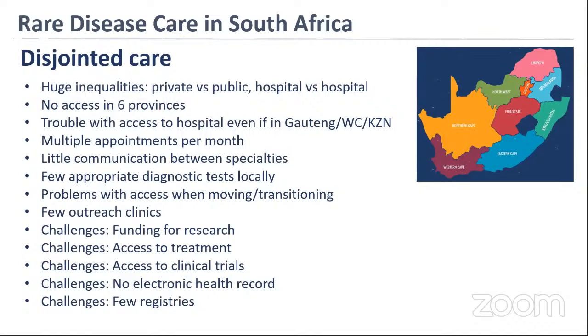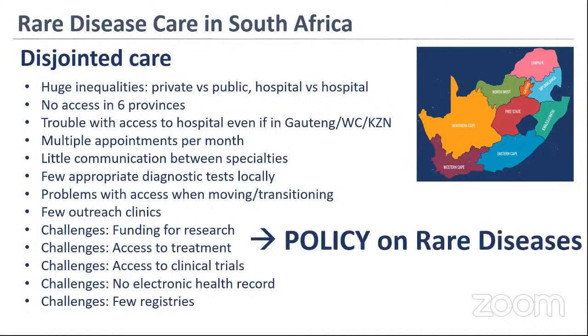There are huge inequalities, not only between private healthcare and public service, but between hospital and hospital, province to province, clinic to clinic. And like I said, there's no access at all in 6 of the provinces, 6 of our 9 provinces. But even within a province, there's still trouble with access to the hospital, even if somebody is located in Gauteng or the Western Cape or KwaZulu-Natal.